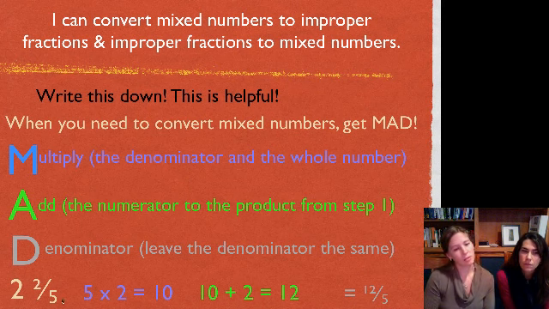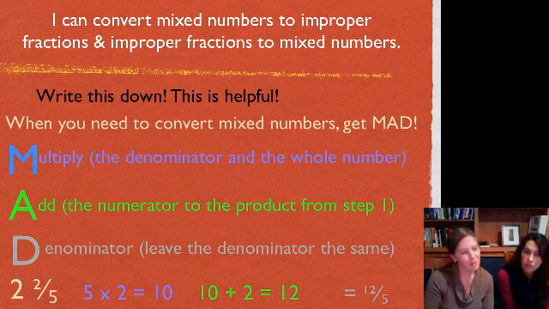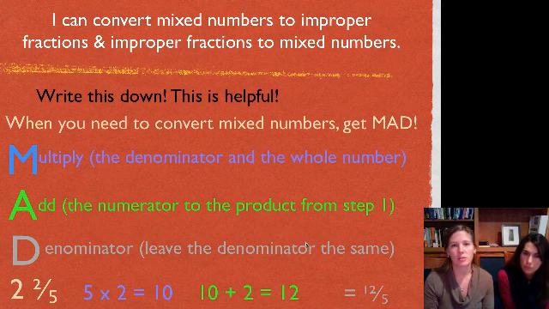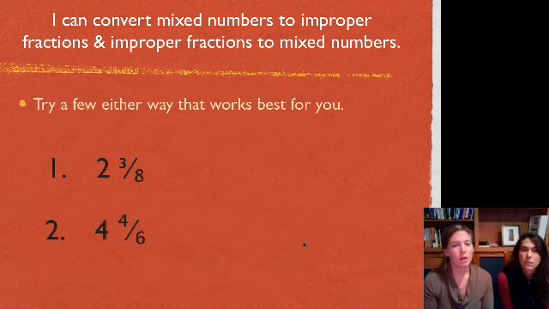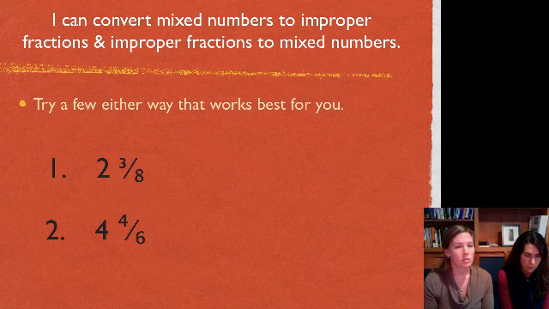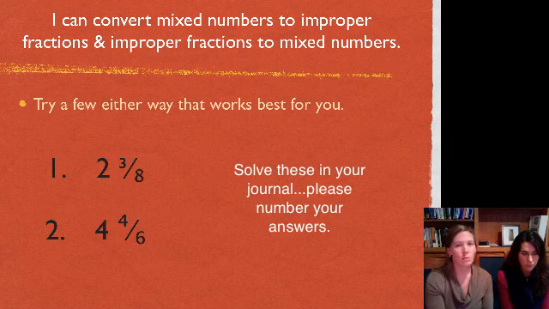And I also think sometimes I'll tell my students to go around the clock. They're going this way around the clock, clockwise. So times, add, and then it stops up here. But that's another little trick. So whichever of those works for you, that's what we want you to try on these two. So there's 2 examples. We want you to convert these mixed numbers into improper fractions using whichever way you prefer.